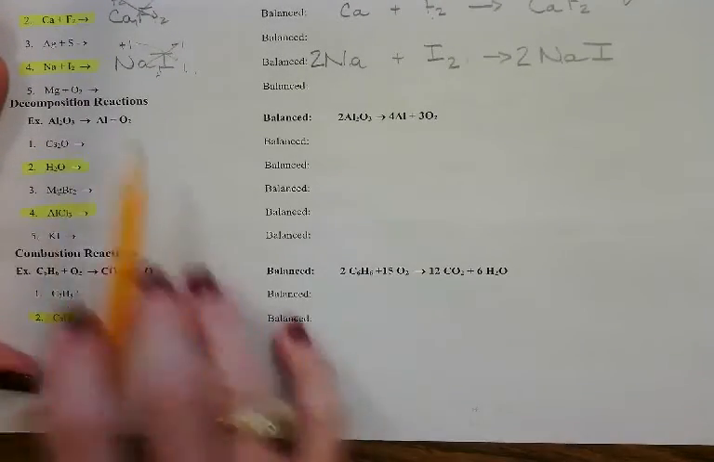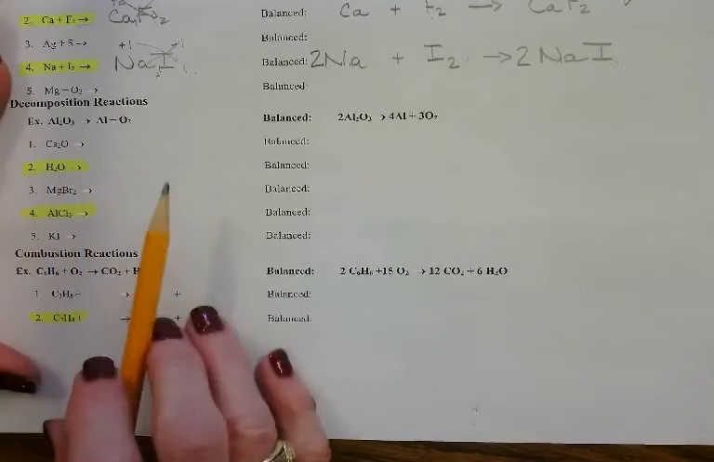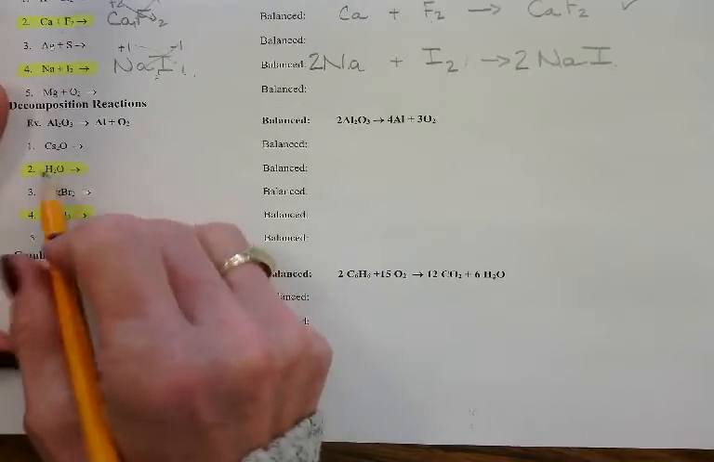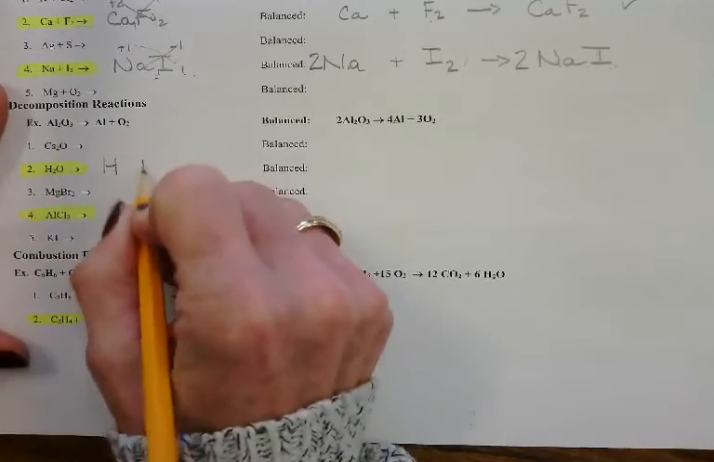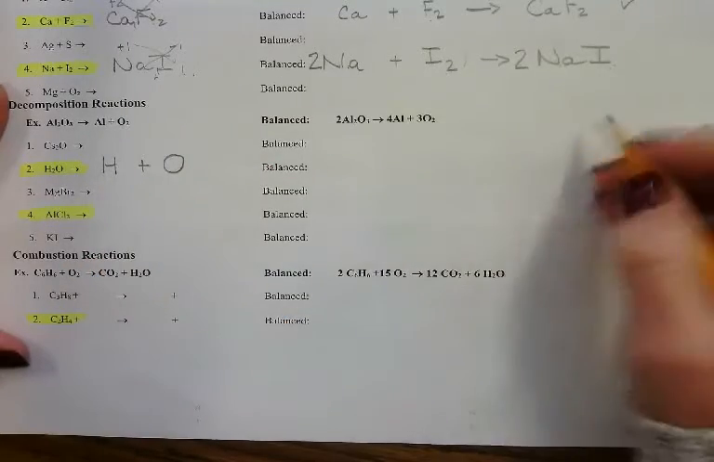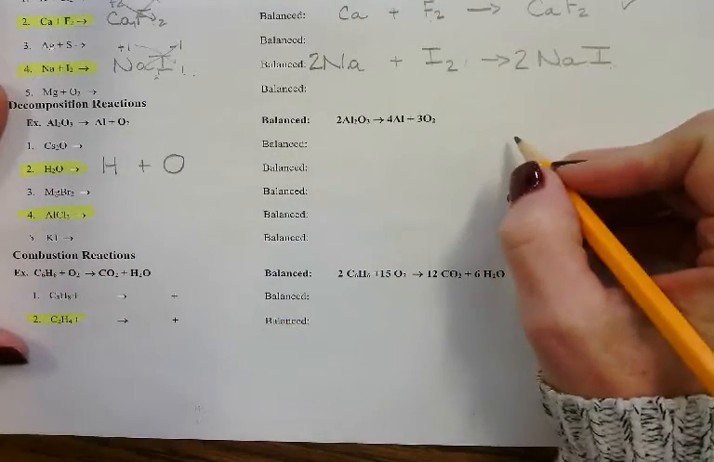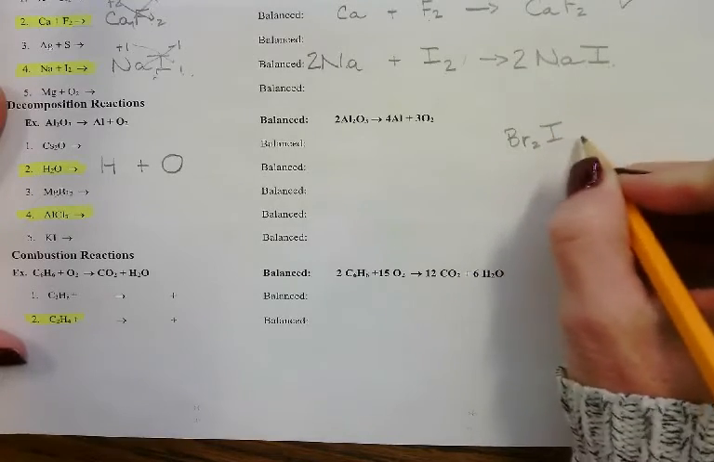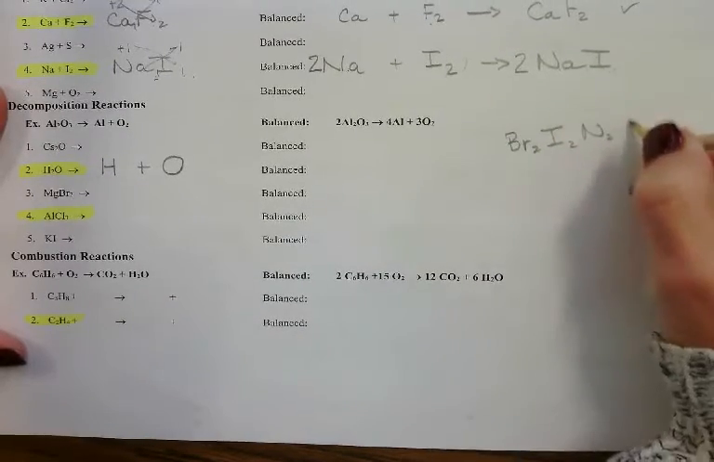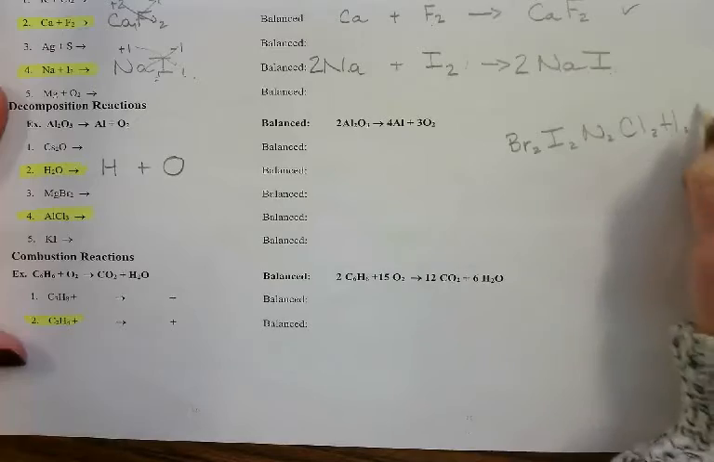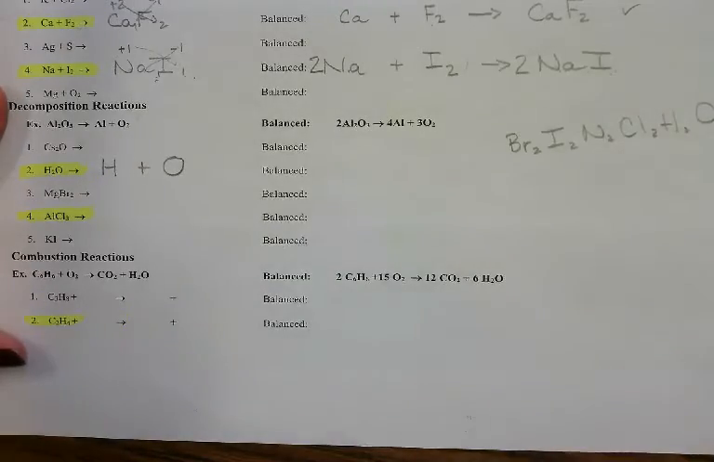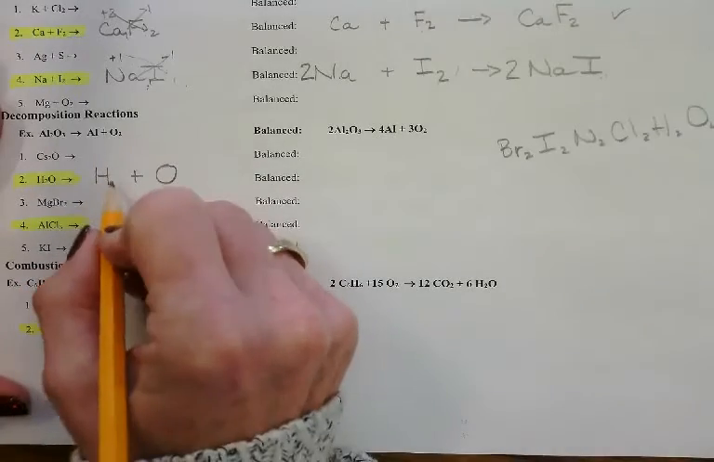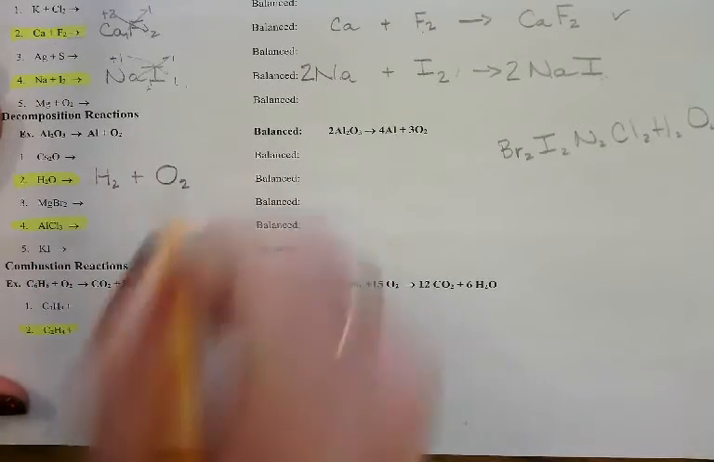All right, decomposition reactions. You know it's a decomposition reaction because you start out with one single reactant and it breaks down into its parts, into its pieces. Water is made of hydrogen and oxygen. But remember, they're part of the Brinkelhoff gang, the group of atoms that can't be alone. So bromine, iodine, nitrogen, chlorine, hydrogen, oxygen, and fluorine. All of those are diatomic. So when you see them by themselves, you get to give them a subscript of 2.